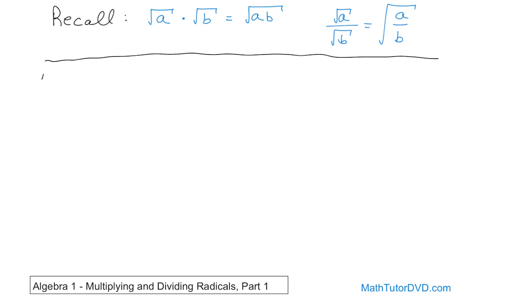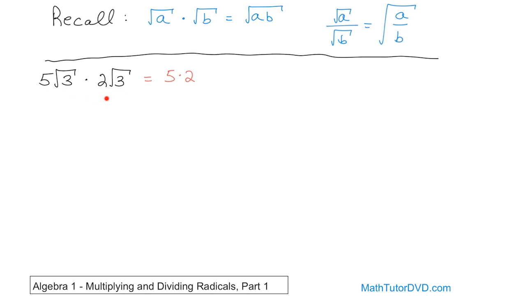So the first problem is 5 times the square root of 3 times 2 times the square root of 3. And the question is, simplify this as much as you can. What you have here is 5 times the square root of 3 times 2 times the square root of 3. The numbers that are sitting out in front are just multiplied together like any number. So you would write 5 times 2. Those are the numbers that are there.